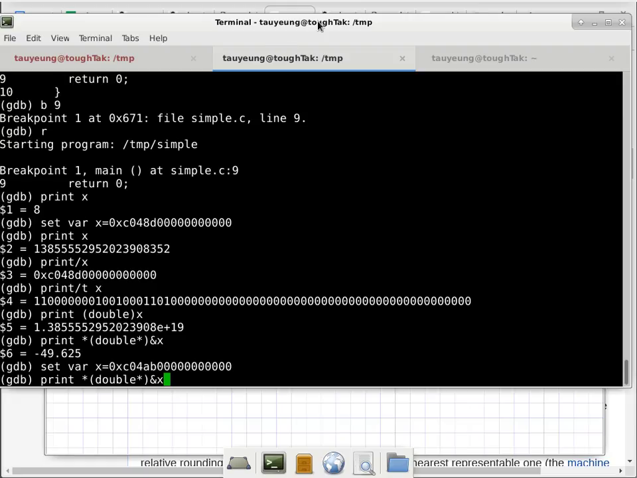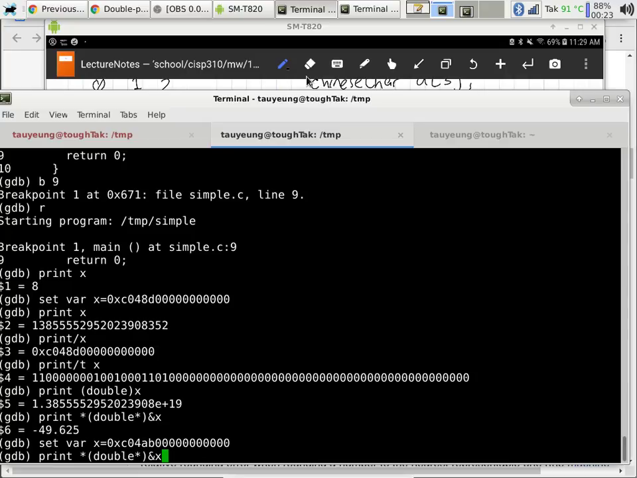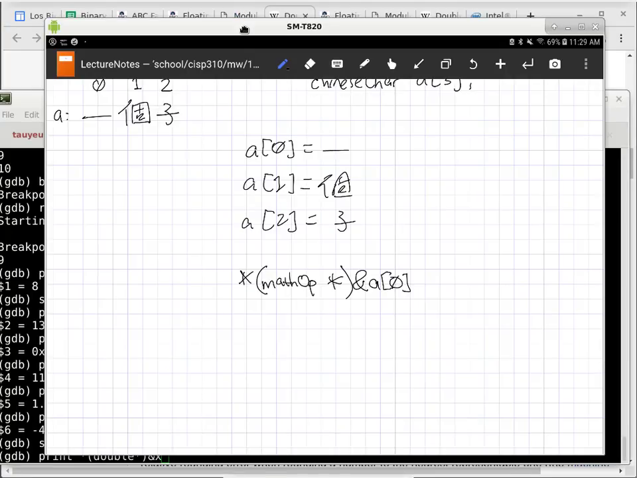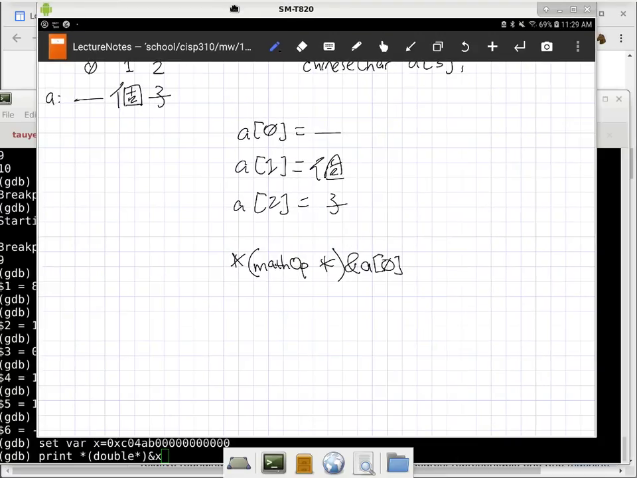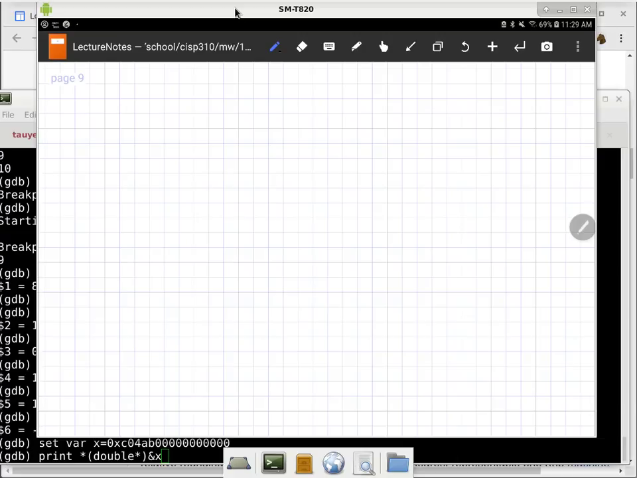So this time I'm going to put this one at the bottom and then put the tablet on the top so I can still see the pattern that we are using when I work this out. All right, so what we do is now we say, okay, the pattern that we're looking at is 0xC04AB, and then a bunch of zeros.